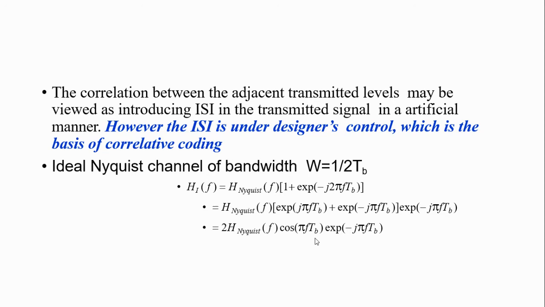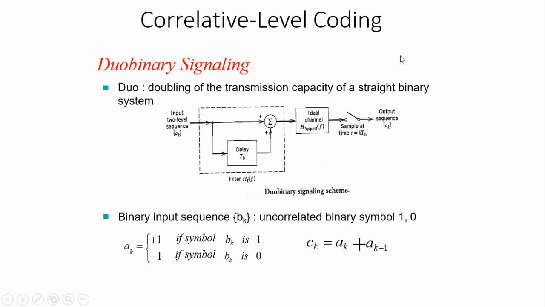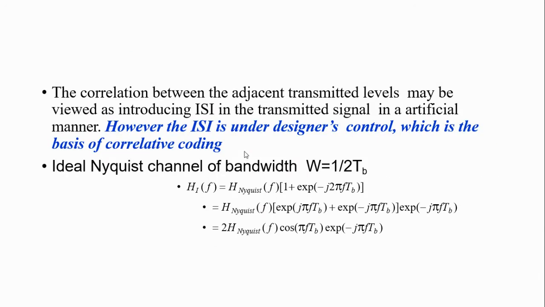The ideal Nyquist channel bandwidth W equal to 1 divided by 2Tb. H of f is equal to the ideal Nyquist channel: H of f equal to H Nyquist of f into 1 plus exponential of minus j 2 pi f Tb. Here, one of the signals is 1 and another signal is produced with 1 delay. That's why it is called 1 plus e power minus j 2 pi f Tb.